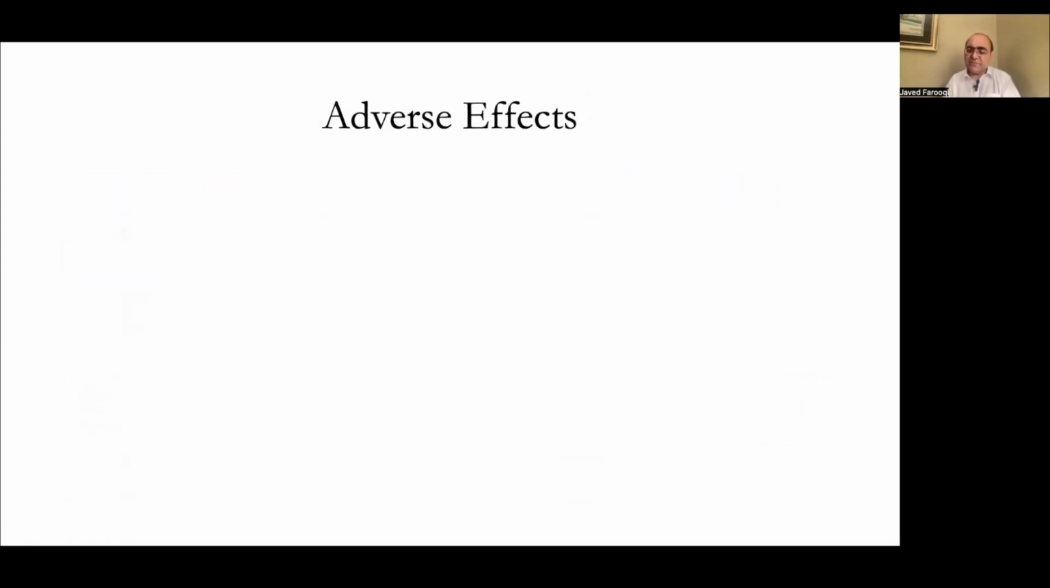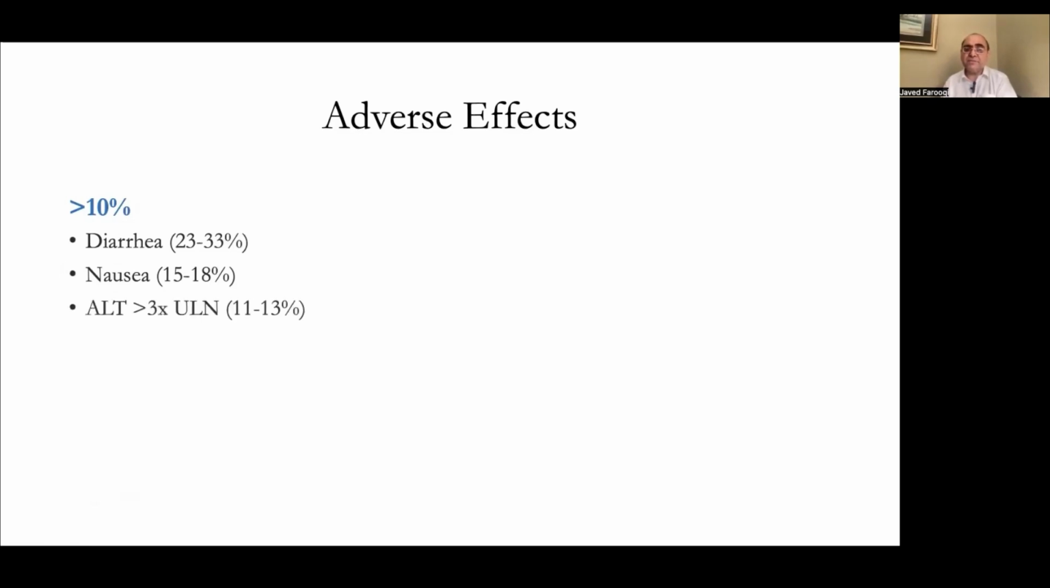What are the adverse effects? Again, you should be clear about it. For those adverse effects which are more than 10%, these include diarrhea 23 to 33%. This is the most common adverse effect, especially in the early weeks, then later on it vanishes. Nausea 15 to 18%. ALT rise more than 3 times in 11 to 13%. AST more than 3 times rise in 9 to 12%.